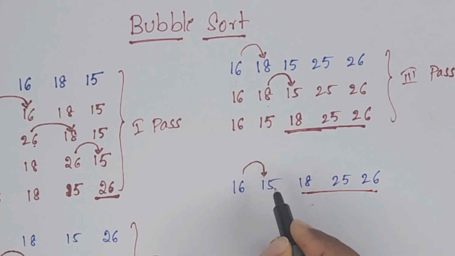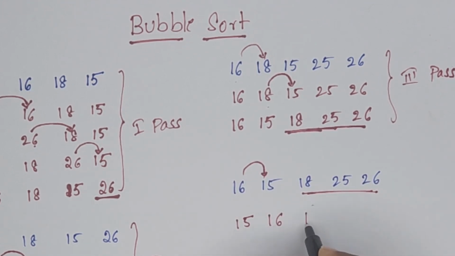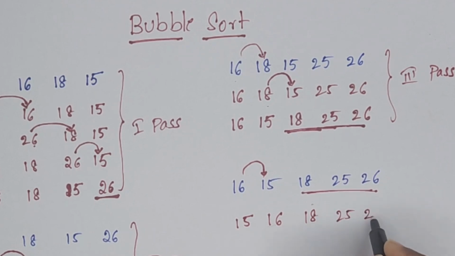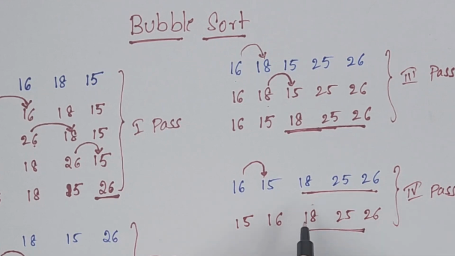Now, 16 is greater than 15? Yes. Swap these two elements. 15, 16, 18, 25 and 26. This is fourth pass. See, already these three are in sorted order. After fourth pass, we'll get one more element in sorted order. Now, these four elements are in sorted order. Remaining element only, it is 15.